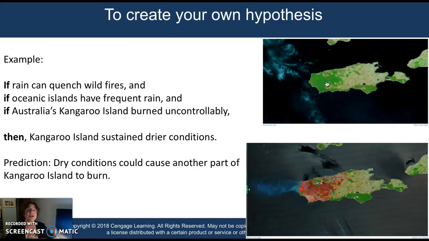And my prediction could be that dry conditions in 2021 could cause another part of Kangaroo Island to burn in 2021. This part of the island, there's no vegetation to burn. But another part of the island, maybe here, could burn. That could be my prediction. That's part of my hypothesis. My hypothesis is my if-then statement. See you on the other side.